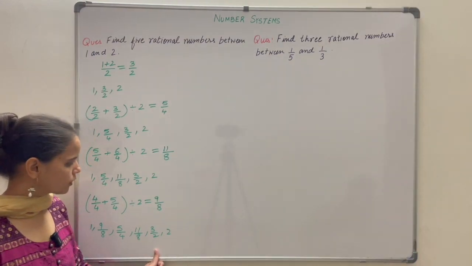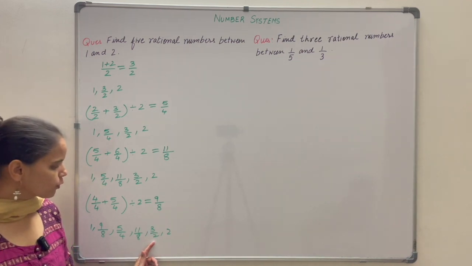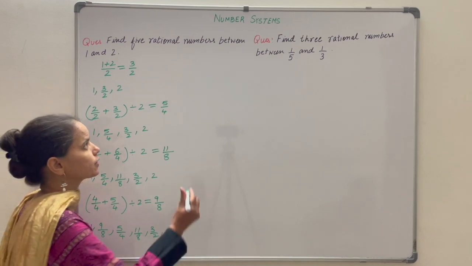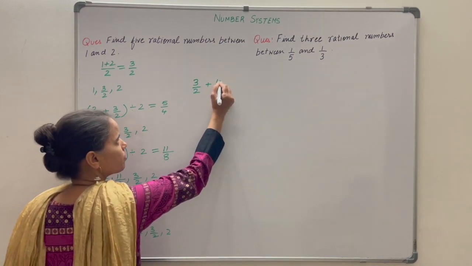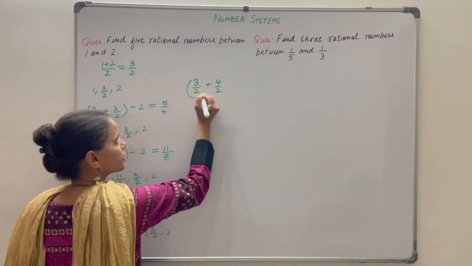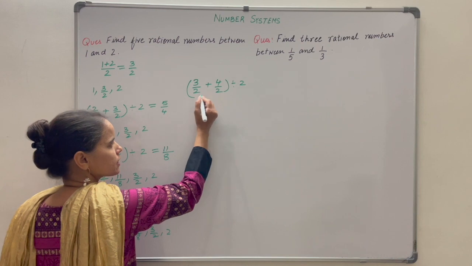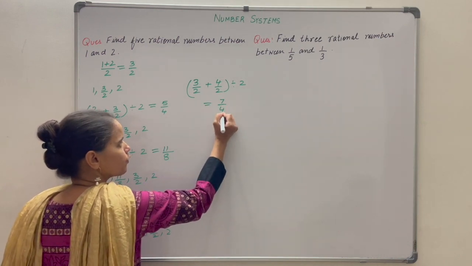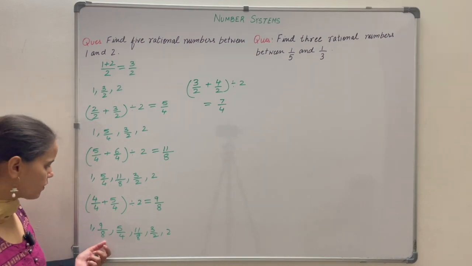Now let us find out the number between 3 by 2 and 2. So 3 by 2 I am going to write down as it is, and 2 I will write down as 4 by 2. So this is 3 by 2 plus 4 by 2 divided by 2. So 3 plus 4 is 7. 7 by 2 divided by 2 gives you 7 by 4. So we have got 5 numbers between 1 and 2.